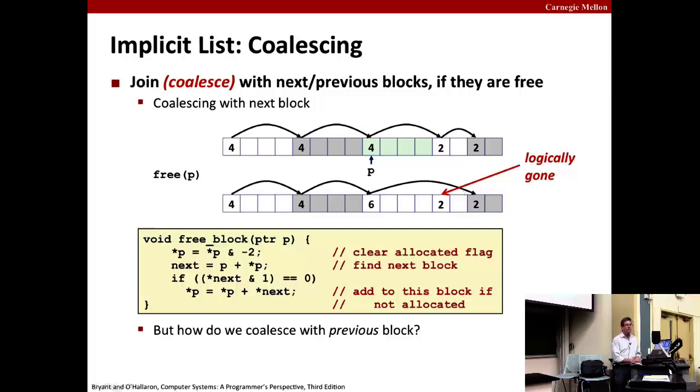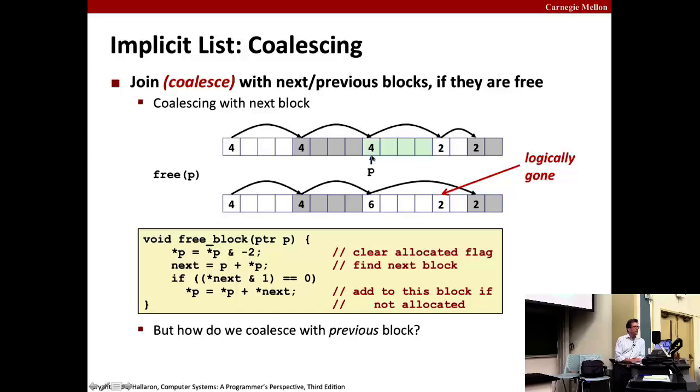Now, if we're asked to free this green block, it's pretty easy to check the next block, because we have the size in this header. So we know that the next block starts at an offset of 4, and we know that the header for that block is there. So we just check the allocated status of that next block using the size field in our header. But what about the previous block? How do we check that?